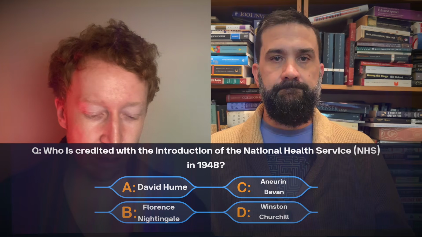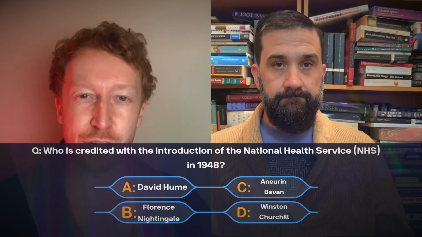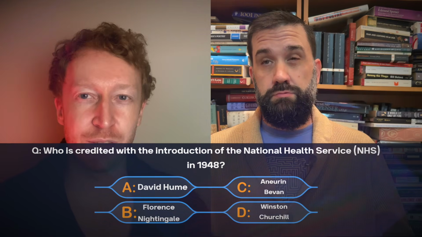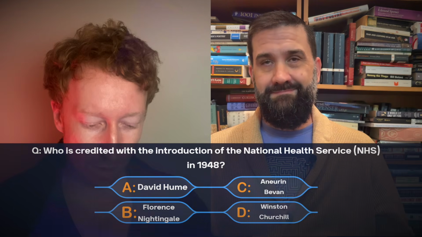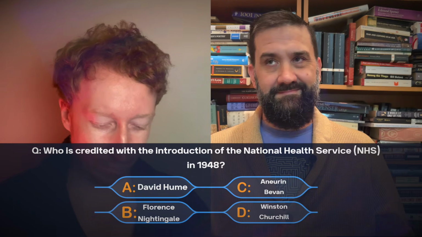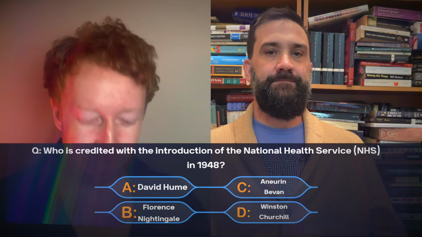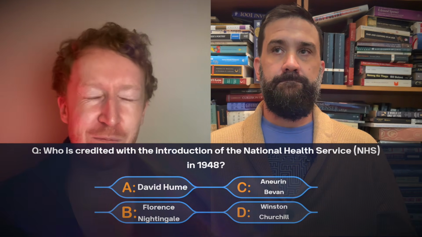Who is credited with the introduction of the National Health Service, or the NHS, in 1948? Is it David Hume, Florence Nightingale, Aneurin Bevan, or Winston Churchill?